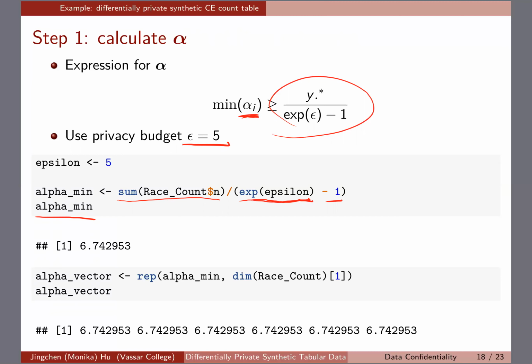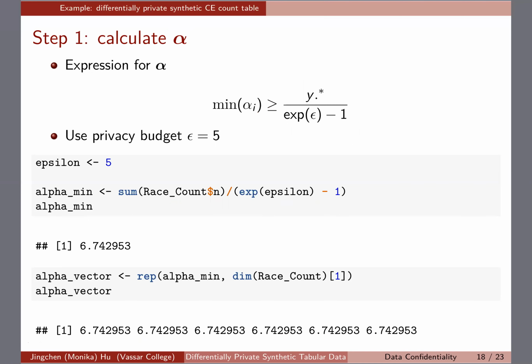And then since alpha i itself is any particular cell that we're talking about, it applies to all of the cells. So one way, the most commonly done way, that you can do is to assign this minimum of the alpha to each of the vector elements. Okay, so we have now a vector of 6 alpha minimum, which will be the alpha vector, okay, that we're going to pass to the next step.